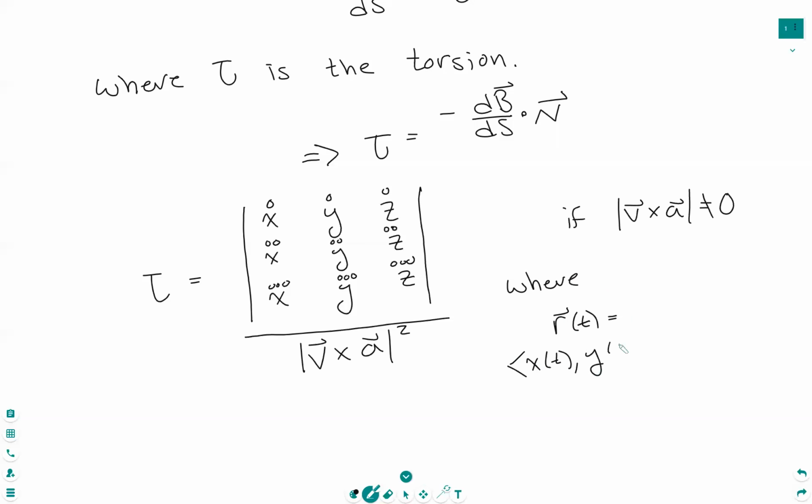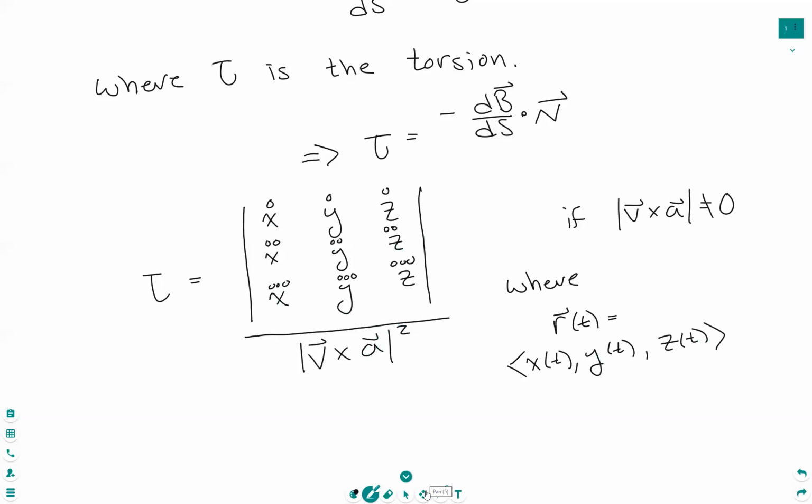So our position might be written like this, where we have an x, y, and z component as functions of time, right? And then in this first row, we merely have velocity, here's acceleration, and then here's jerk, right? So our first, second, and third derivative of position. And we just take the determinant of this, and then we divide by the magnitude of the velocity crossed with acceleration, and then we square that.